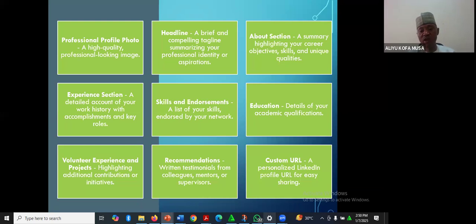The about section. This is where you are going to summarize. It's a summary where you are highlighting your career objectives, skills, and unique qualities. Because everybody has a unique quality that differs him from others. The only problem is that some of us do not even know what these qualities are. We look inwards.